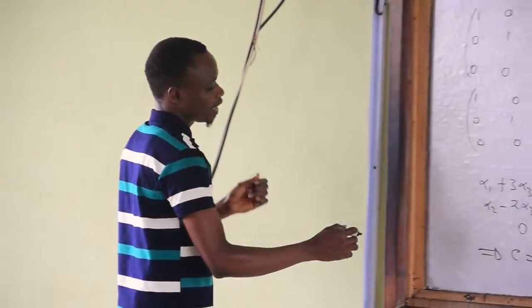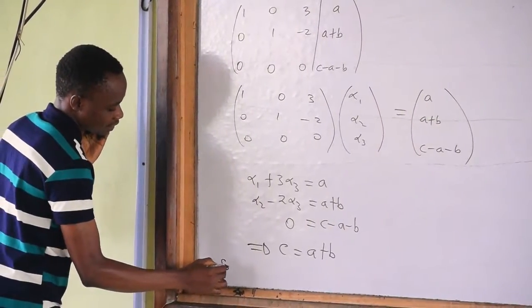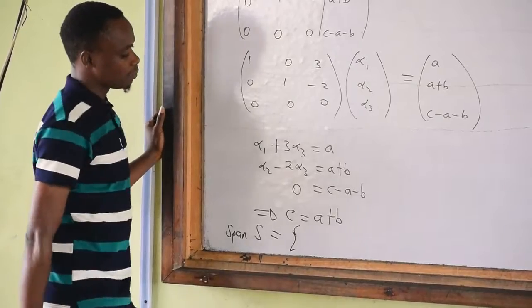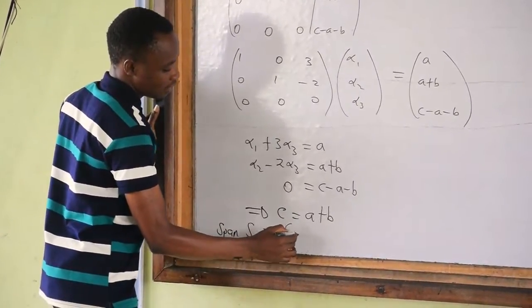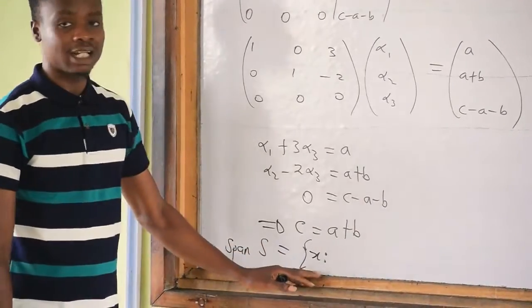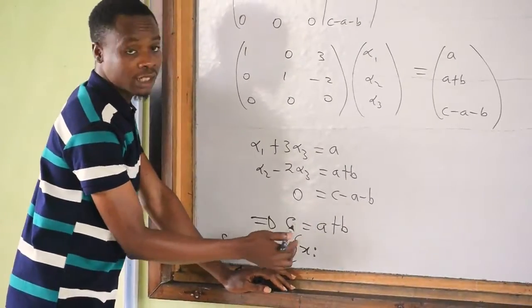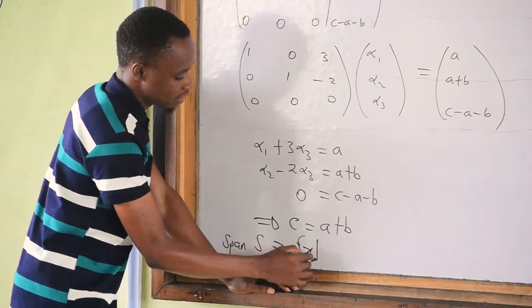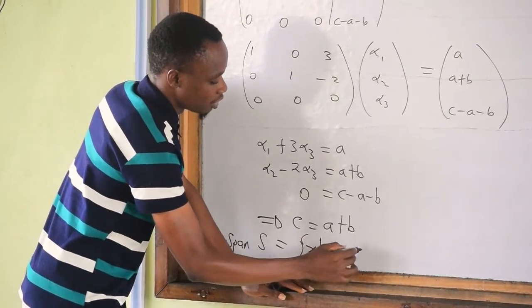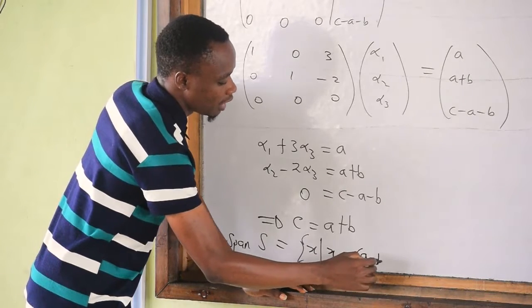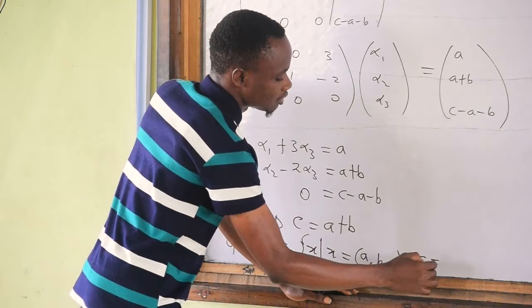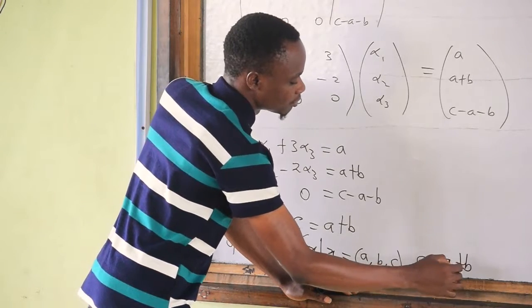So I can write that span S is equal to, please pay attention, the set containing vectors X such that X is equal to (A, B, C), and C is equal to A plus B.